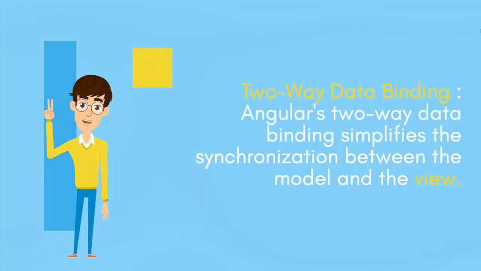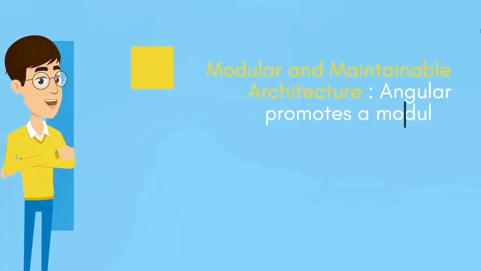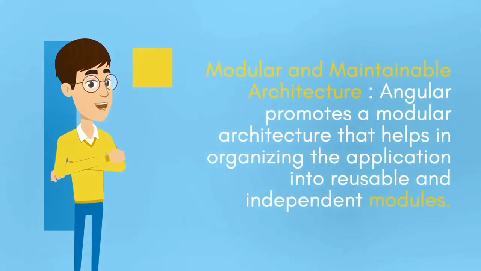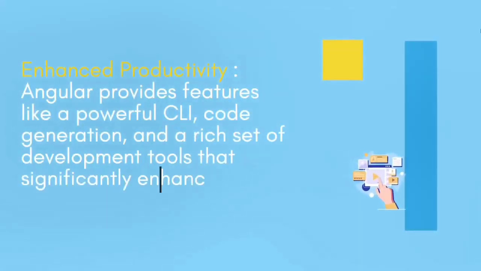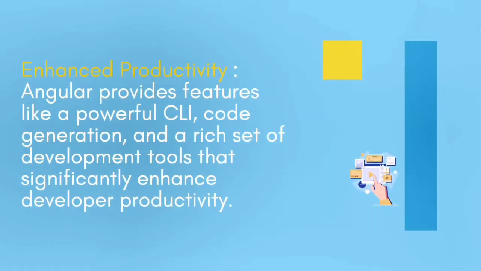Two-way data binding. Angular's two-way data binding simplifies the synchronization between the model and the view. Modular and maintainable architecture. Angular promotes a modular architecture that helps in organizing the application into reusable and independent modules. Enhanced productivity. Angular provides features like a powerful CLI, code generation, and a rich set of development tools that significantly enhance developer productivity.